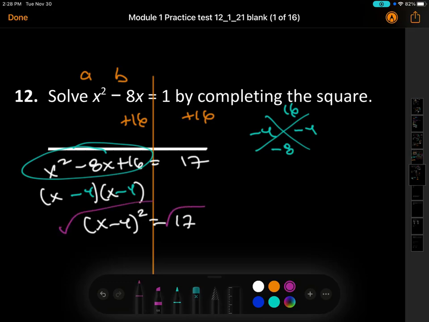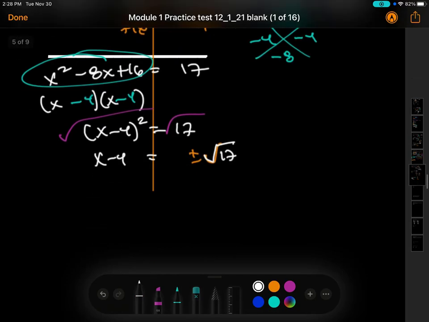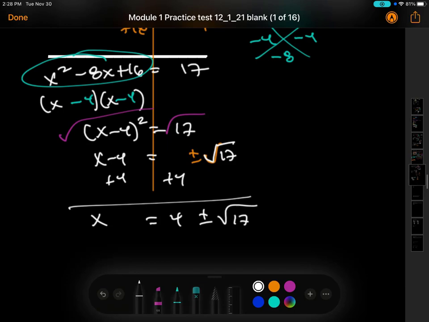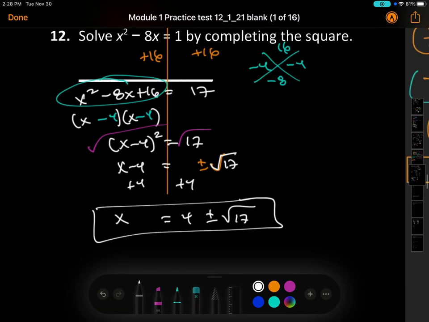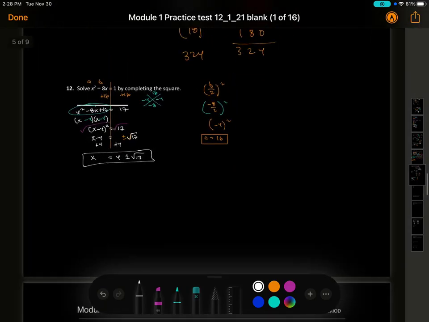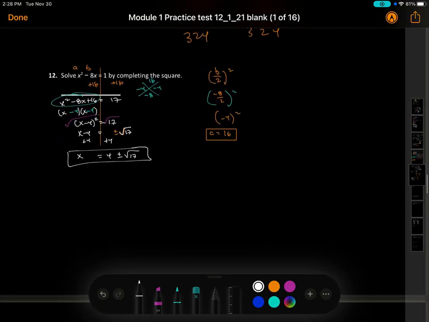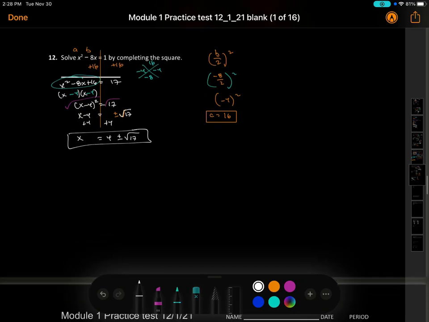Take the square root. Don't forget the plus or minus. And then add 4. You're going to have x equals 4 plus or minus the square root of 17. And no multiple choice, so that's your answer. Double check that one. Yep.